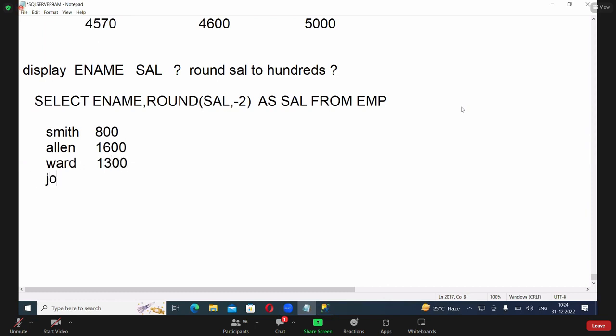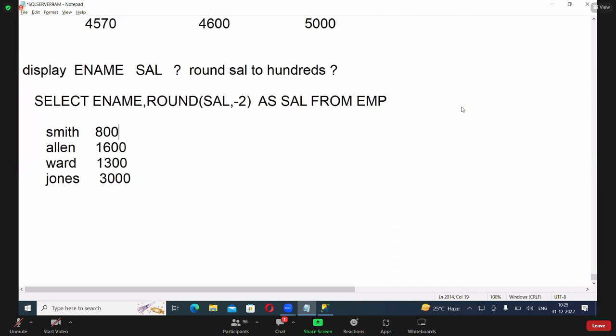Next one, Jones. Jones salary is 2975. 2975 is between 2,900 to 3,000. But this is above average, then rounded to the highest. The highest is 3,000. It will show like this. So actual salary is 800, it will show 800. 1600, 1600. 1250, 1300.